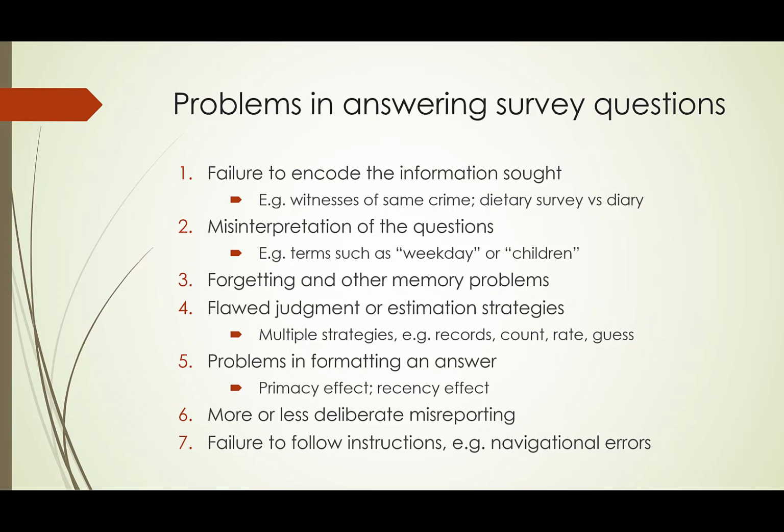Flawed judgment or estimation strategy. So there's several different strategies. Of course, the idea is if they have an exact answer from records, they can just report that exact answer. Other techniques are more bottom up. They'll say, okay, I'll count. We had this many, here's the total, and so they'll count up. Others, instead of counting, will just use a rate base.